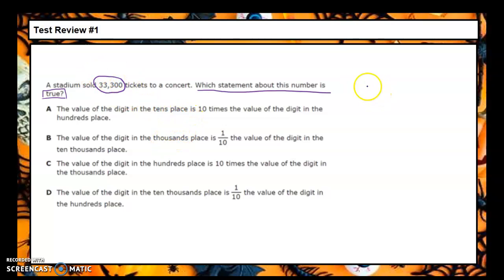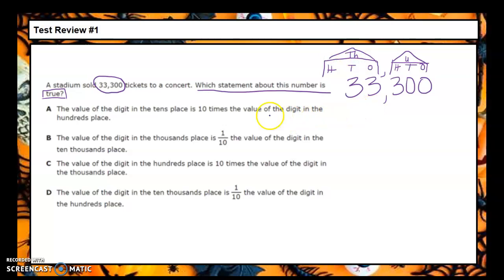That means I need to write my number over here, and I need to draw a place value house on top. So ones, tens, hundreds, that's my units house, comma, ones, tens, hundreds, this is my thousands house. Okay, so now I think I'm ready to look at my statements, and I'm looking for the true one.